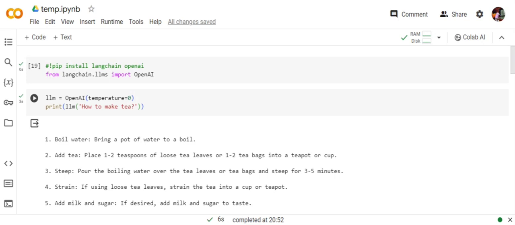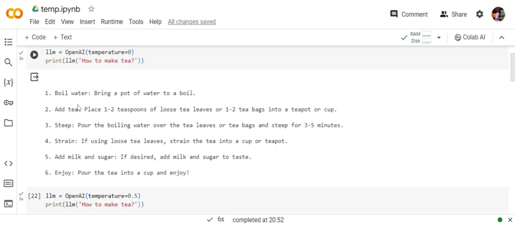So let's get started. Here I'm using LangChain for now. In OpenAI, I'm loading the LLM and setting the temperature equal to 0 for now, and then asking the question: how to make tea. If you look at the answer, it is quite straightforward, and it doesn't include any sort of randomness as such. It is telling you all the correct steps.